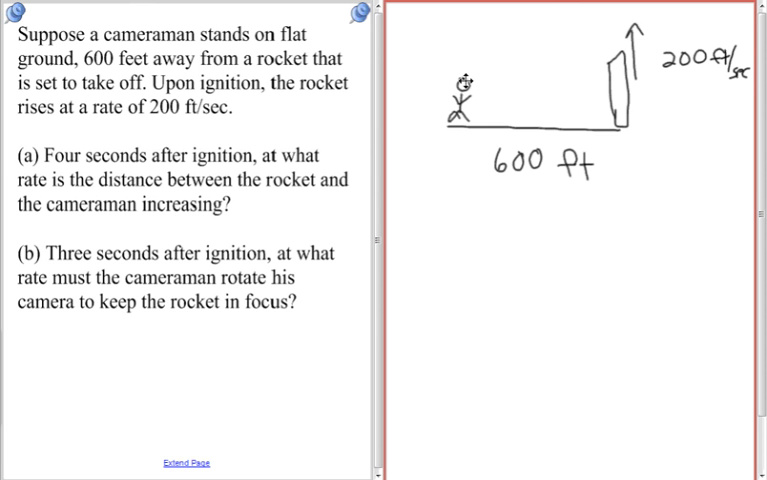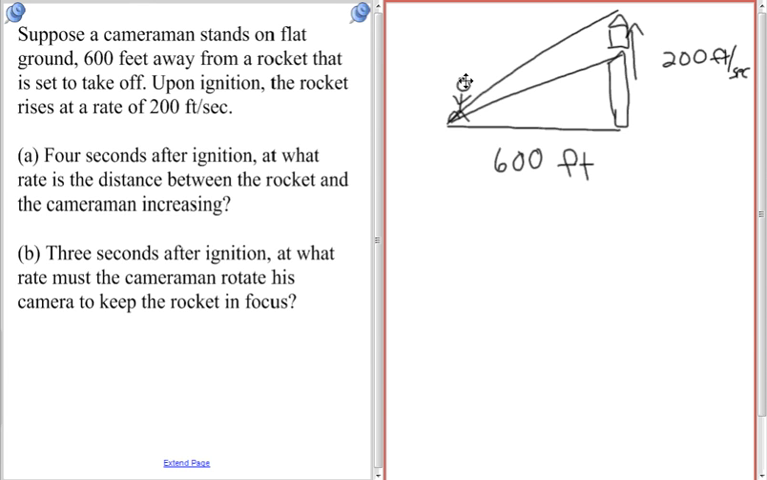So as we start to realize what's happening in our picture, the rocket is here, then the rocket continues to go up. 4 seconds after ignition, at what rate is the distance between the rocket and the cameraman increasing? Well, again, go back to our picture and realize how it continues to change. The initial distance between the cameraman and the rocket is just the ground level. Then as the rocket begins to rise, that is the distance between them. And then as it continues to rise, we continue to get a longer and longer line.